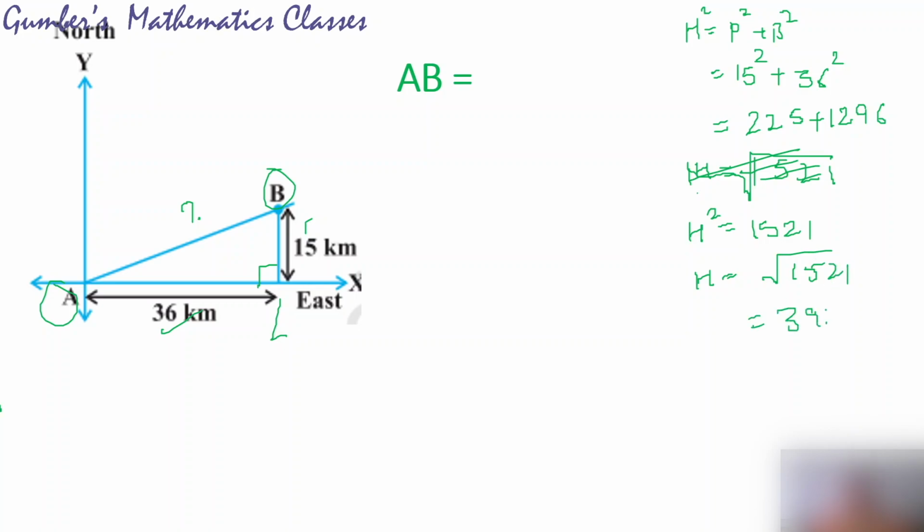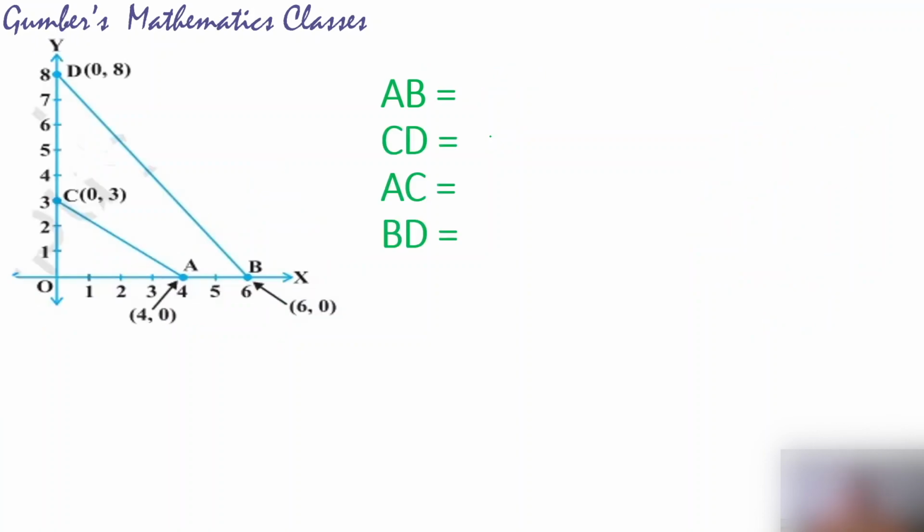This is the square of 39. Hence the hypotenuse is 39. Therefore, the length of the side AB is 39 units. This is the way to find the distance between two points. And let's try to solve a few more queries.